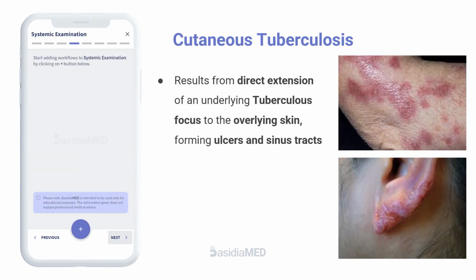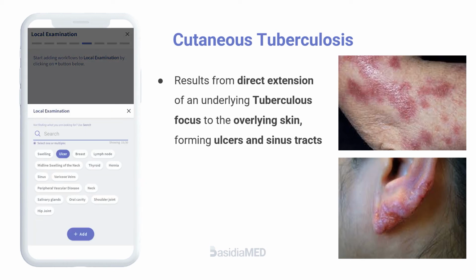Cutaneous tuberculosis. Cutaneous tuberculosis results from direct extension of an underlying tuberculous focus to the overlying skin, forming ulcers and sinus tracts.